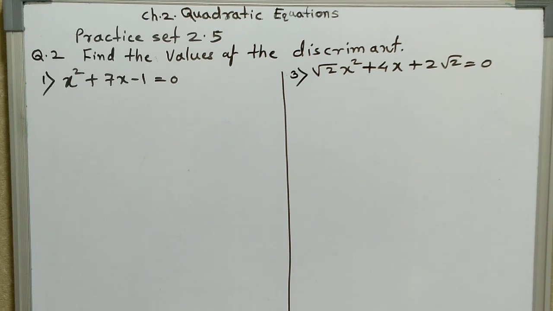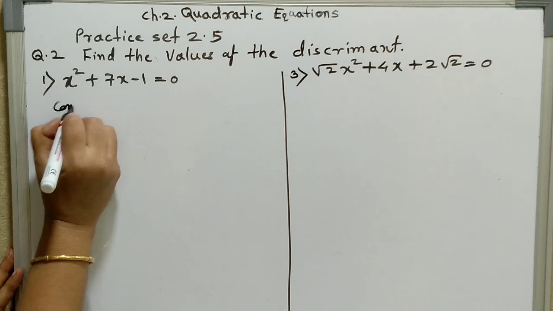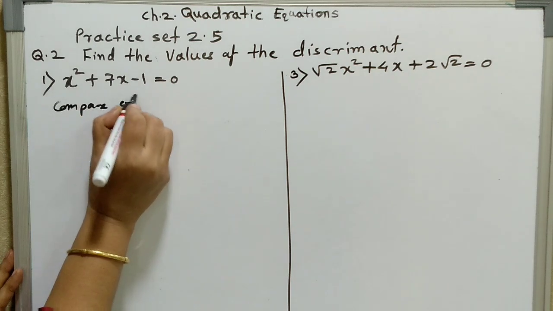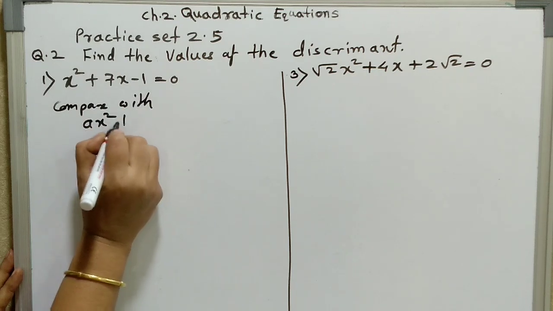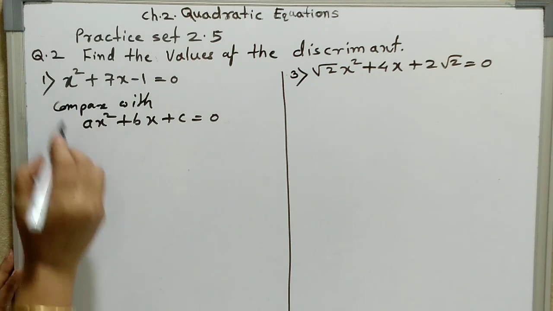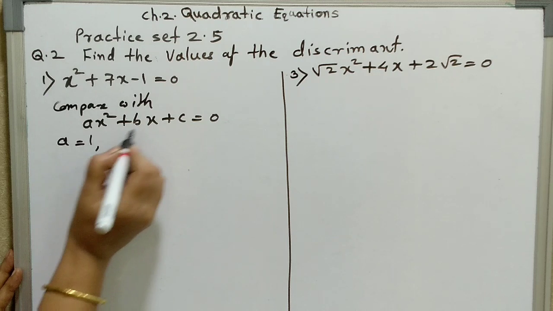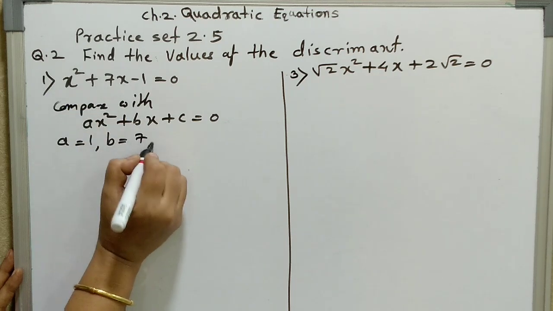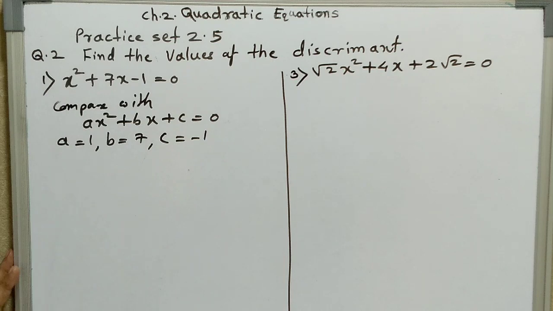Students, we have already started practice set 2.5. Now we see question number 2. Find the value of the discriminant for the following quadratic equations. See the first equation, x square plus 7x minus 1 is equal to 0. So compare with our standard form, ax square plus bx plus c is equal to 0. Now what is the value of a? Here the coefficient is 1. So a is equal to 1, b is equal to 7 and c is equal to minus 1. Now first we find out the value of the discriminant.